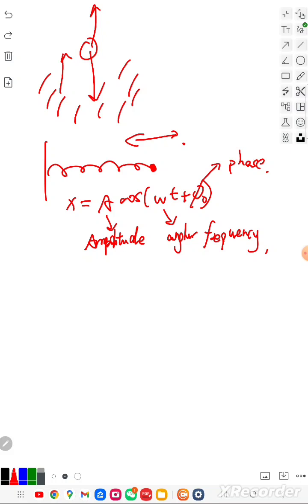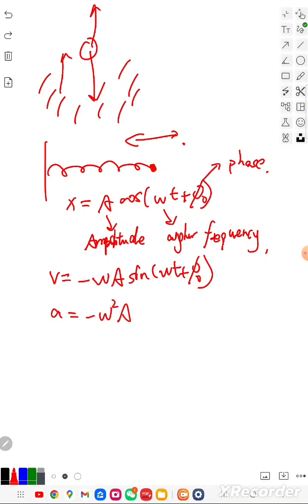So taking the first derivative, we get v equals minus omega A sine(omega t plus phi0). Taking the second derivative, we get a equals minus omega squared A cosine(omega t plus phi0). And we find it is exactly minus omega squared x. We will discuss this later in the seventh chapter about vibration and waves, where we will go into a lot more detail. But here is just a brief introduction.